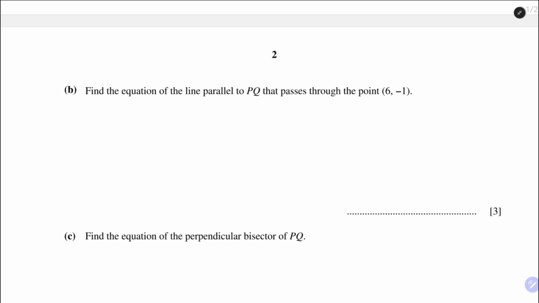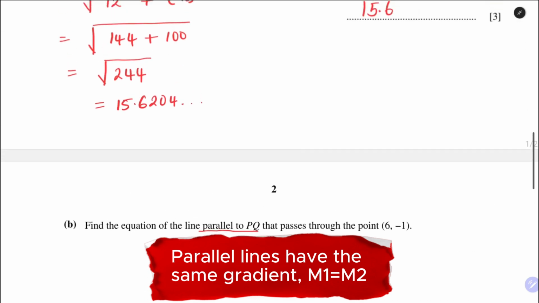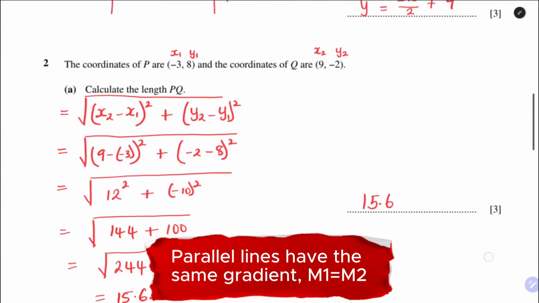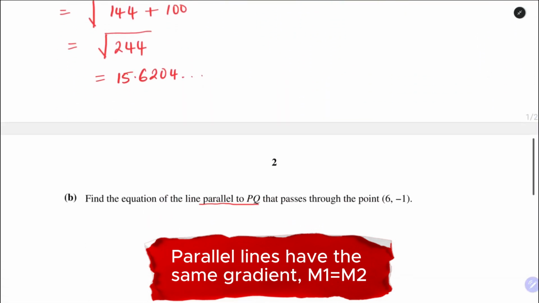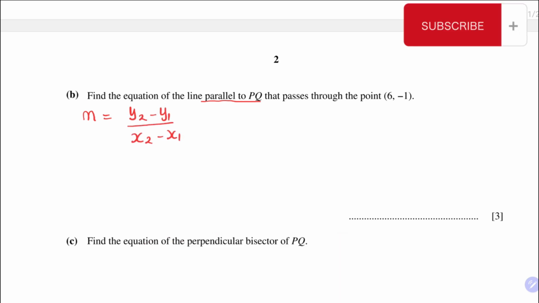Find the equation of the line parallel to PQ. Now, when two lines are parallel, their gradients are the same. So whatever the gradient of PQ is, it will be the same as the gradient of this new line. But wait, we haven't even calculated the gradient of PQ. So that's the first thing we need to do. The gradient is given by m equals y2 minus y1 over x2 minus x1.